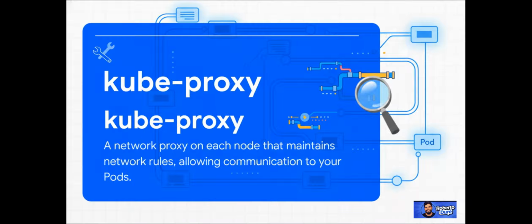So your pod is running. Great. But how does it talk to anything else? That's where kube-proxy comes into play. It also runs on every single node, and you can think of it as a local network manager. It handles all the complex network rules needed to make sure traffic can get to your pods, whether that traffic is coming from another pod or from outside the cluster entirely.